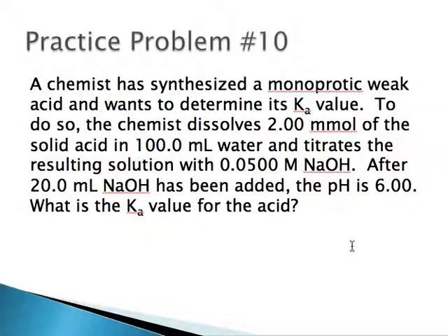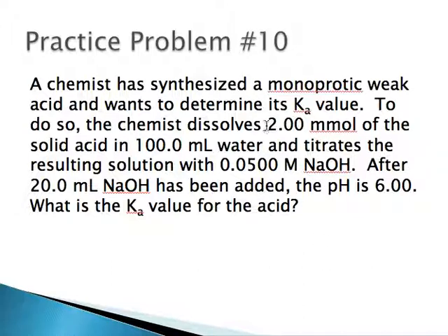All right, for the last problem that I want to cover in this video, this problem is all about trying to figure out what the halfway point is. So let's read through this. A chemist has synthesized a monoprotic weak acid and wants to determine its Ka value. In fact, this was originally planned to be the titration that I had you try in the last unit. I wanted you to see if you could figure out the Ka of an acid based on the titration, but we'll get to that.